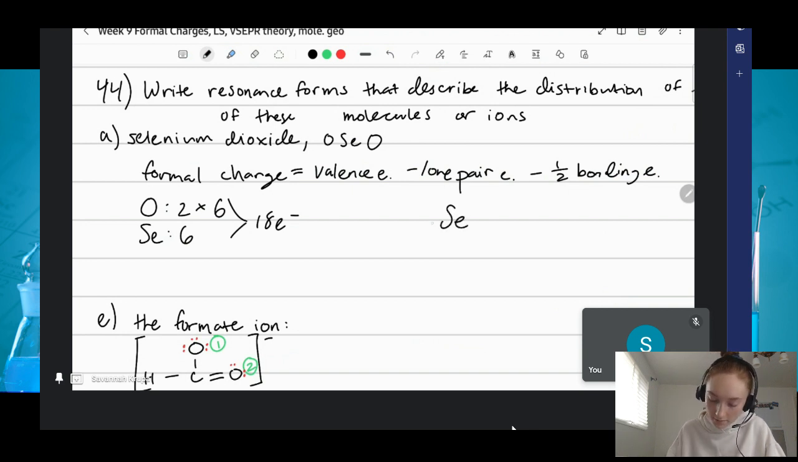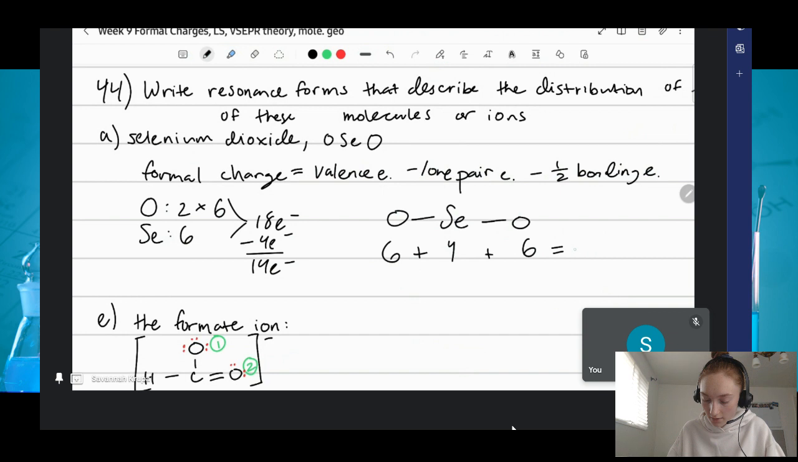We have selenium that could go in the middle, oxygens can go on the outside. So we have 2 single bonds so far that we're starting with. And so that'll be 2, 4 electrons, so minus 4 electrons. And so that'll have 14 electrons left over. And selenium needs 4 here, and each of these oxygens needs 6. And so if you add up all those together, 6 plus 6 plus 4 will be, I believe that's 18. So that'll be 18 electrons. And we only have 14.